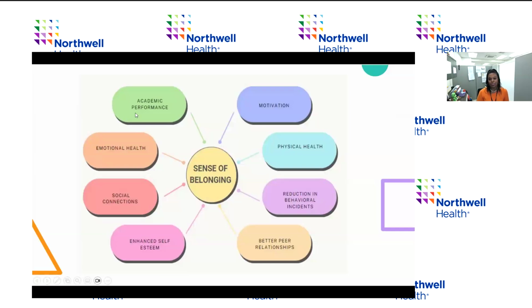And we know that a sense of belonging can increase motivation and physical health. There will be reductions in behavioral incidents, better peer relationships, enhanced self-esteem, social connections that are even stronger and more positive, emotional health, and academic performance. These are a few of the things we're noticing that will be enhanced if we can increase our students' sense of belonging in our classrooms.